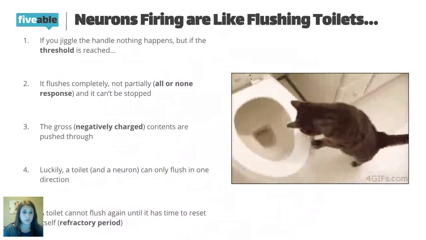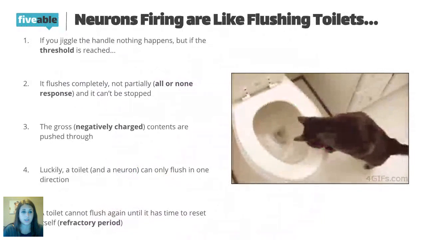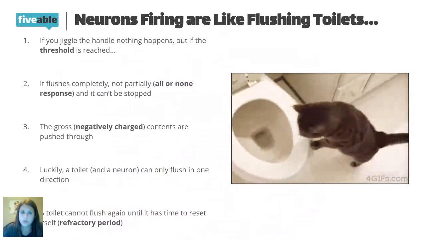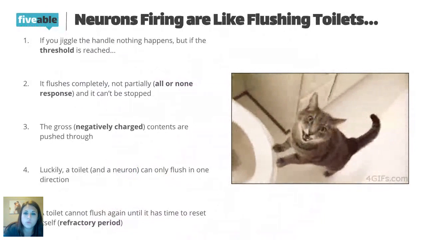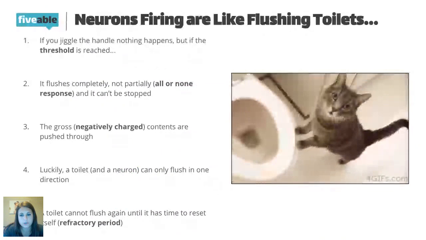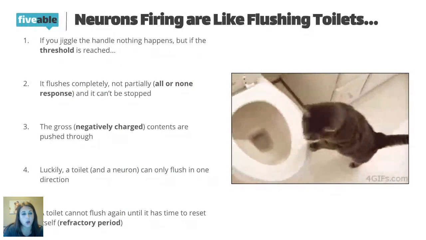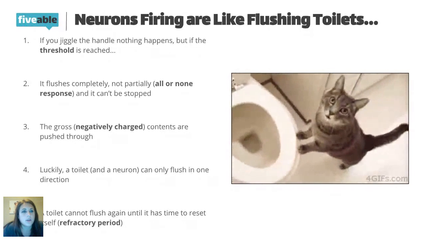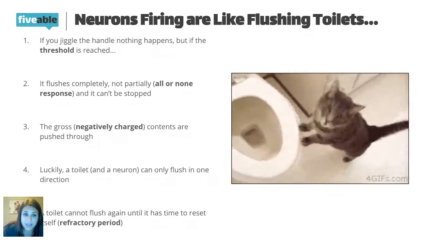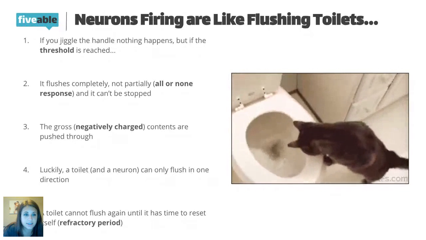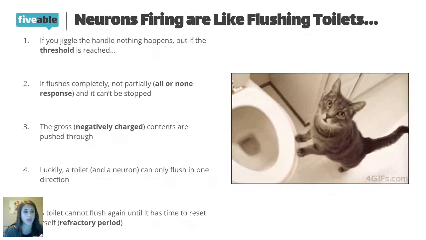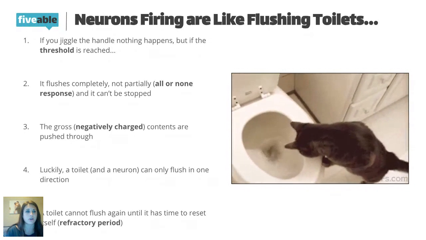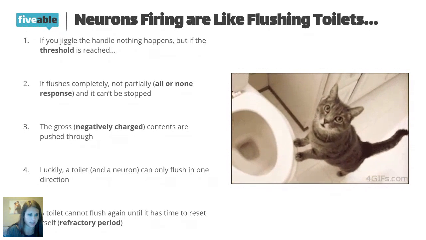And so if you do push enough pressure onto the handle of the toilet, it flushes completely, not partially, which is our all or none response. So if you reach that threshold of pushing on the lever of your toilet, you can create the all or none response, which is the toilet flushing or the neuron firing. If you think about what goes in a toilet, those gross negative contents, the negatively charged contents, wash away. Just like as you look down the axon, the negative depolarization happens in the neuron. It gets flushed away. That's how the message sends, just like in a toilet.